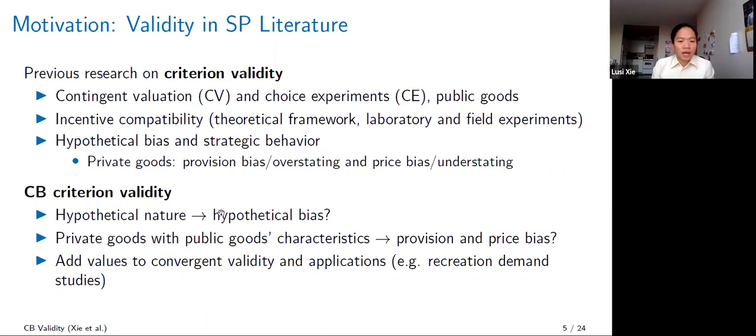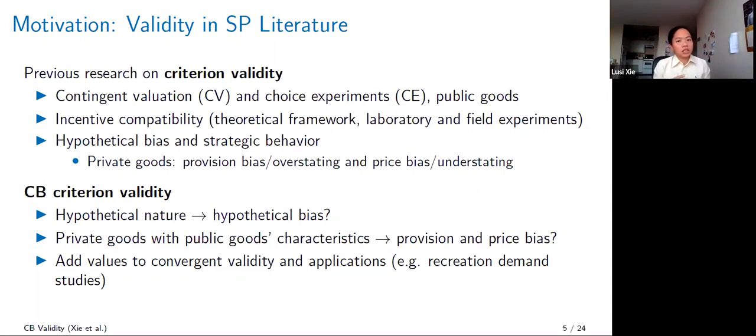And here we argue that it's equally important to assess criterion validity for contingent behavior for 3 reasons. The first one is it's a stated preference method, so it has that hypothetical nature, and it was probably subject to hypothetical bias, but we don't know for sure. And the second one is the CB methods are usually used to elicit preferences towards private goods with public goods characteristics. What does that mean?